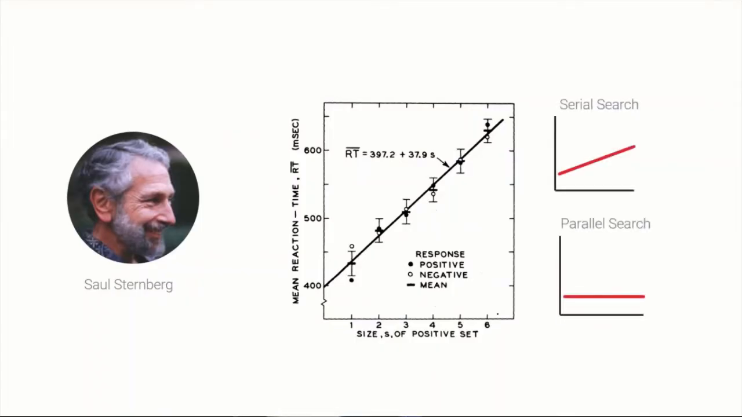This experiment was originally performed by the psychologist Saul Sternberg in 1969. So here's the data that he collected. And I'll ask you, which algorithm does this pattern look like? What does this look like to you?